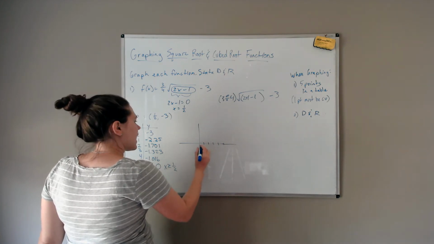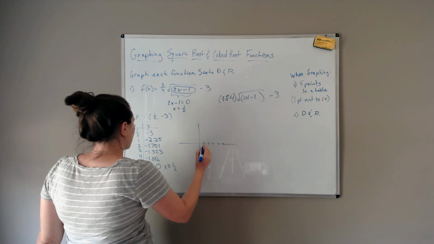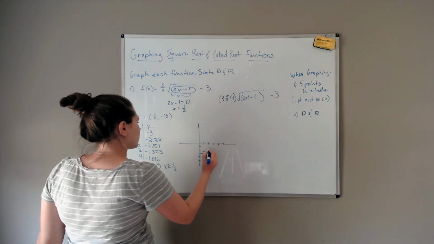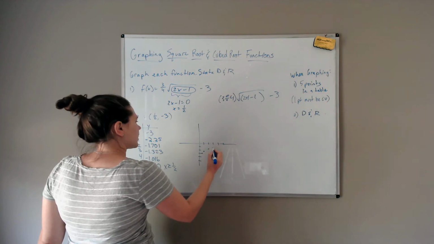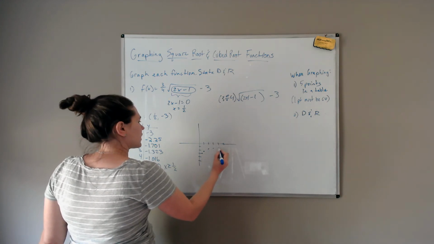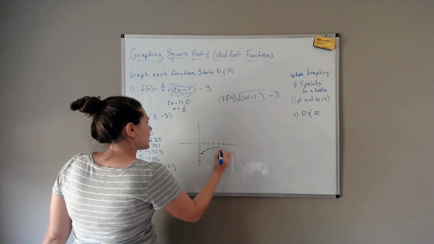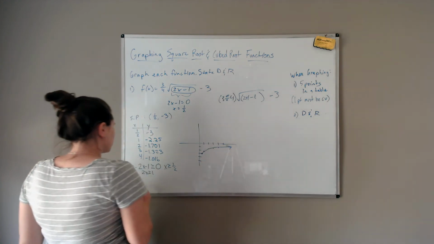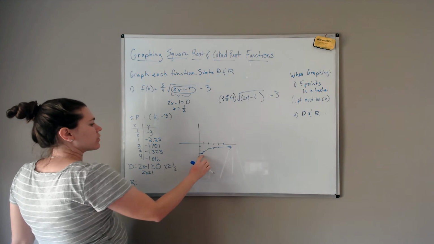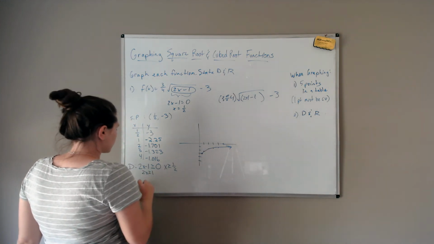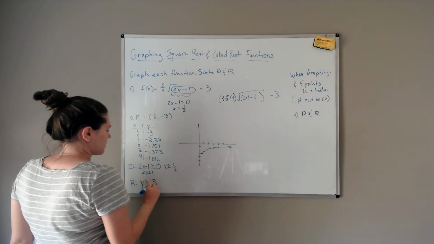So 1/2, negative 3; 1, negative 2.25; 2, negative 1.7; 3, negative 1.3; and 4, negative 1.06. This is the starting point, so we start here and then go towards the right. And so let's look at our range. From our starting point, did our y's get larger or smaller? They got larger, so the range is y is greater than or equal to negative 3.